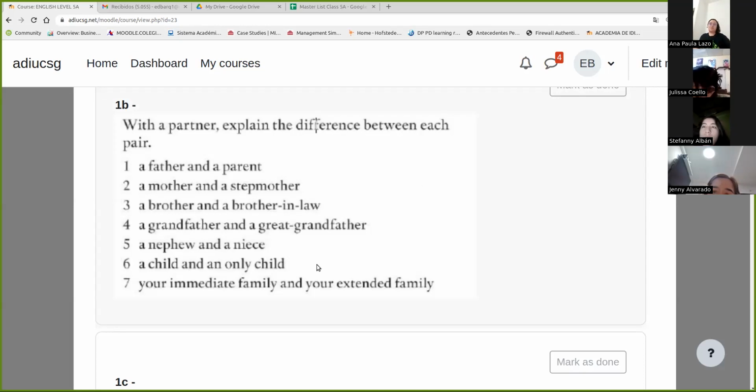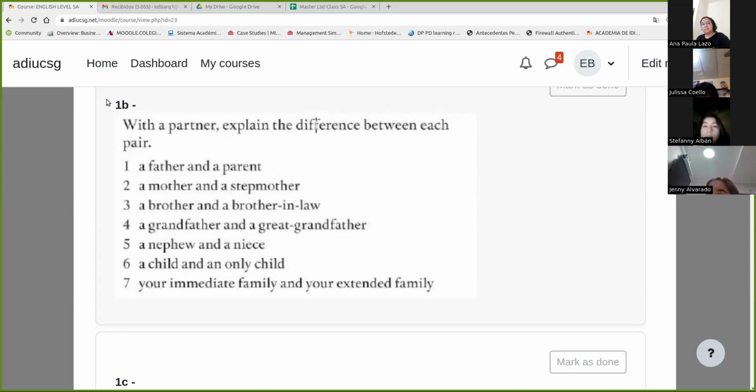I think that when you say only child, it's when you have only one son or daughter. When you refer to a child, you don't say that it's the unique one. It's a general term, right? It could be the only one, or you could be referring to one of many children, right? Very good, thank you.